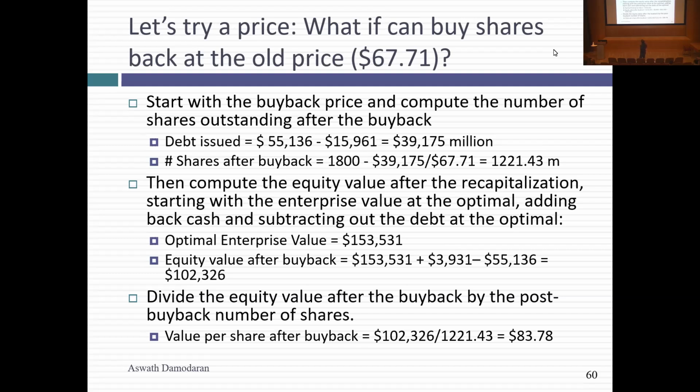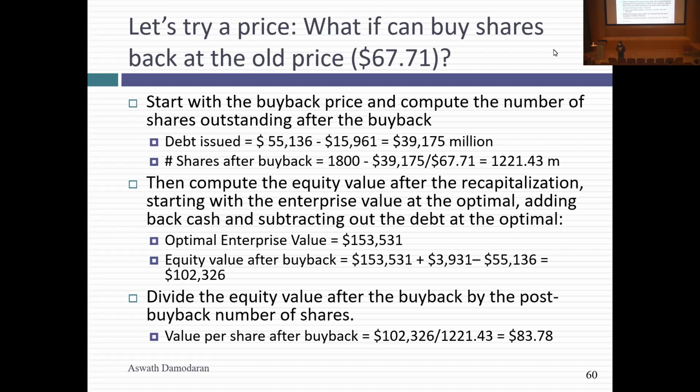You have far more debt than you used to. In this case, 55,136 million, because you added the 39 billion. You're saying, what's the 3,931? That's a cash balance. That's not changing in this transaction. My new equity value will be 102 billion. That's actually lower than my equity value before I did the buyback, you're saying. So why would I do it?